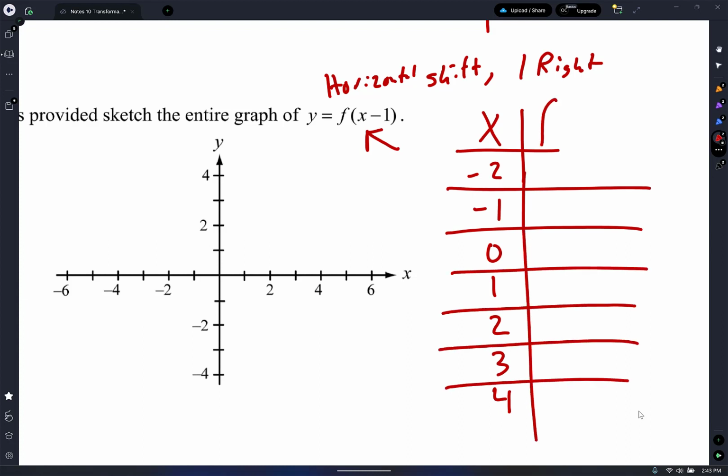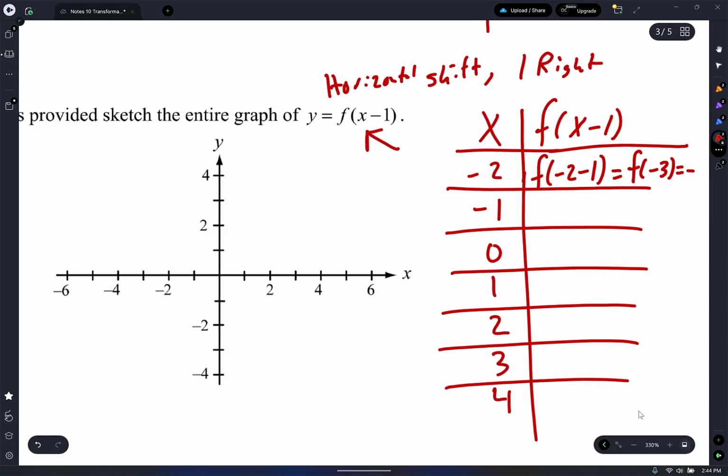I'm going to write f of x minus 1, close. And you're going to see why it moves 1 to the right here. Check it out. Plug in a negative 2 for x. F of negative 2 minus 1, that's f of negative 3. And f of negative 3 was negative 3.